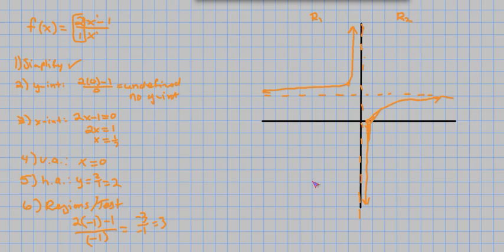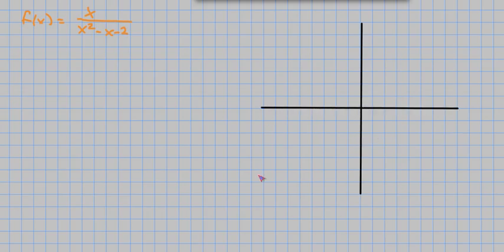Alright, I think we should be able to take a look at one other problem here. So let's take a look at one more here. And this one gets a little bit more extreme, and a few more things that we can do with this one. So here's our equation. F of x equals x over x squared minus x minus 2. So we'll get ready here to set up our graph. So the graph is set up.